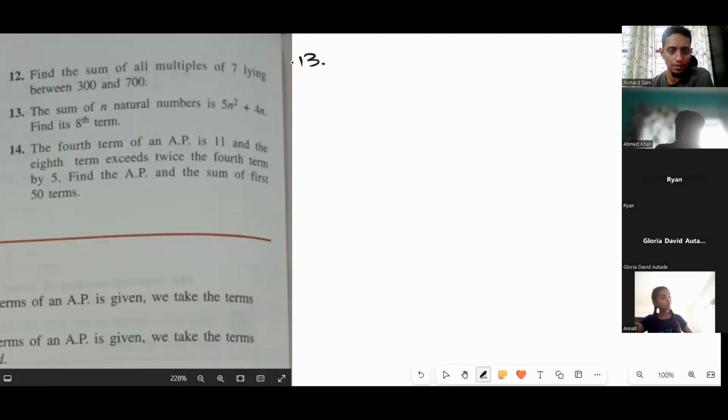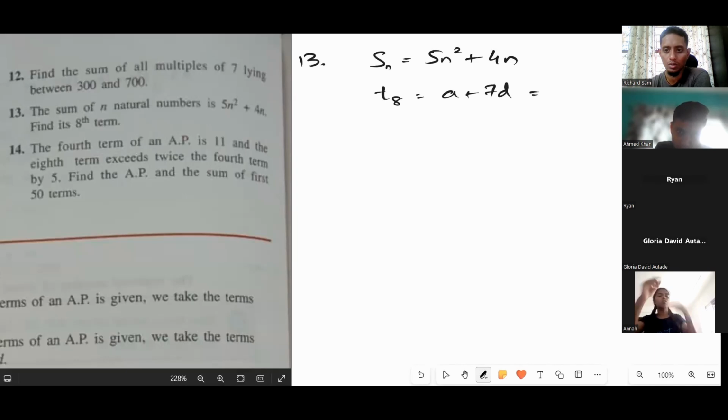Okay, question number 13. The sum of n natural numbers is 5n square plus 4n. Find its eighth term. Okay, so sum of n numbers is 5n square plus 4n. And the eighth term, that means T8, which is a plus 7d, is equal to what? This is what they're asking. Right. Find the eighth term.